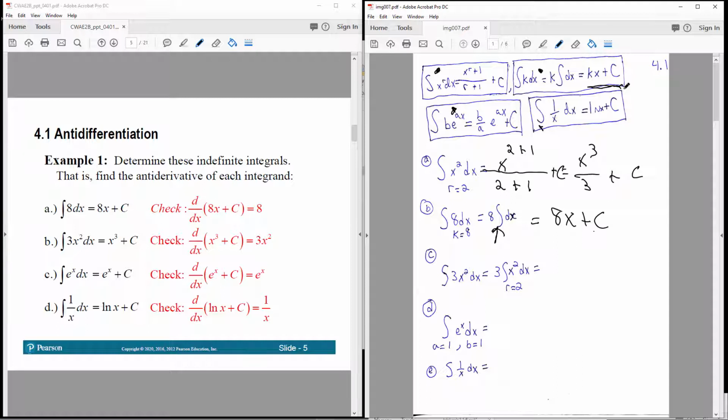The next one is a power rule. So I factor out that constant and then I integrate x squared. We already did one like it. So I'm going to have 3 times x to the 2 plus 1 over 2 plus 1 plus c, which gives me 3x squared plus c.